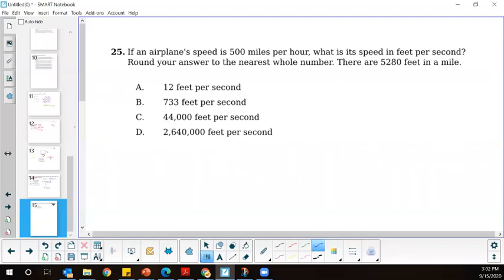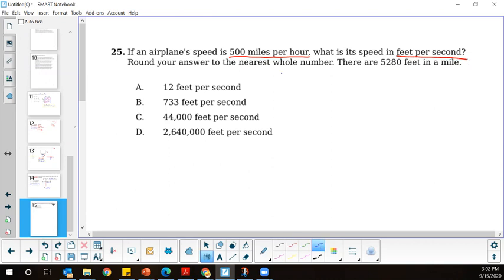25. If an airplane's speed is 500 miles per hour, what is its speed in feet per second? Round your answer to the nearest whole number. There are 5,280 feet in a mile. So, we want to convert the speed of the airplane from 500 miles per hour to feet per second.